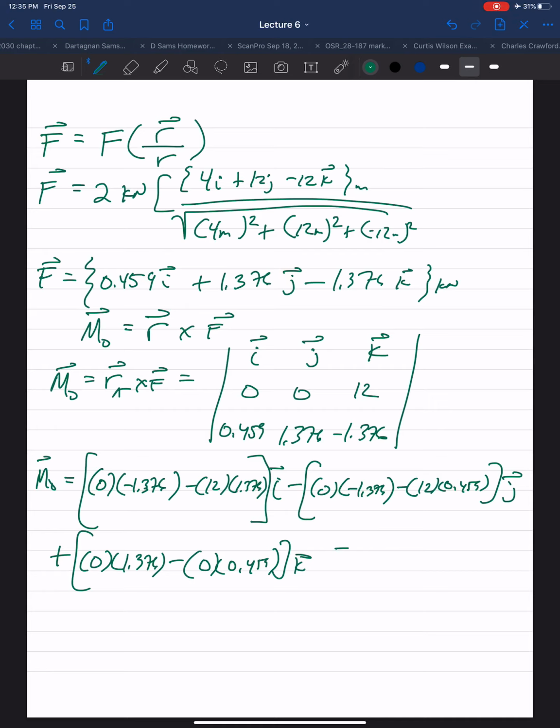This equates to the moment. Multiplying that out, you get 16.5 I plus 5.51 J. This is kilonewton meters.